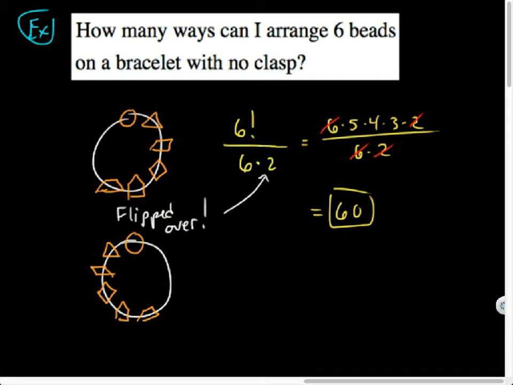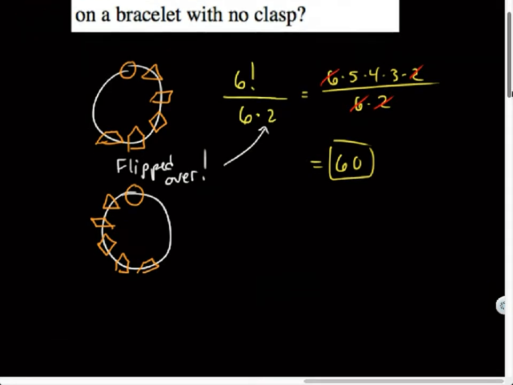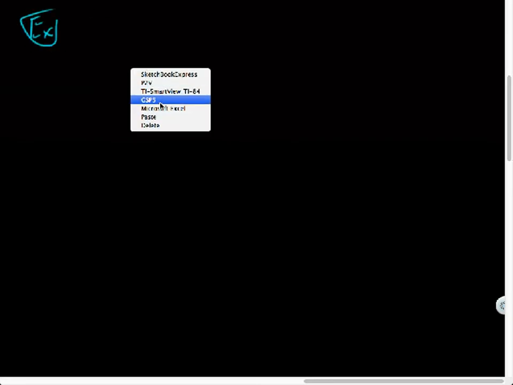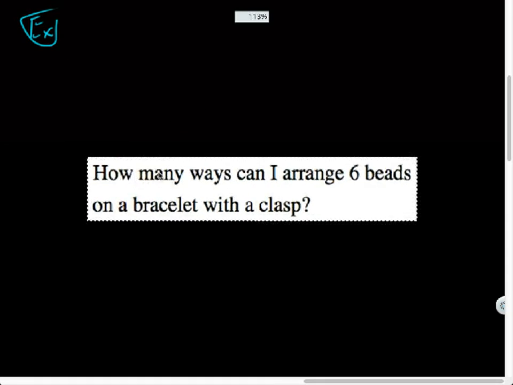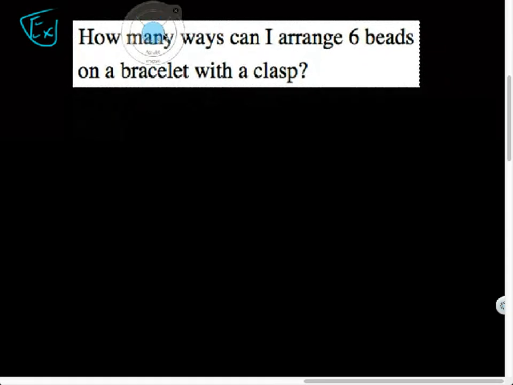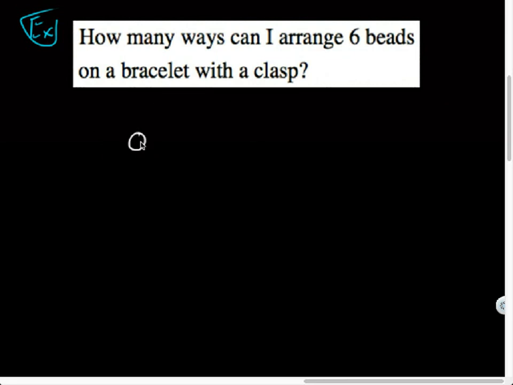And now this last example is very similar, except it's got one unique outcome as a result. So Kirsten, imagine a bracelet again with 6 beads, but with a clasp. So imagine I've got a clasp, right? And then I've got my bracelet thing.